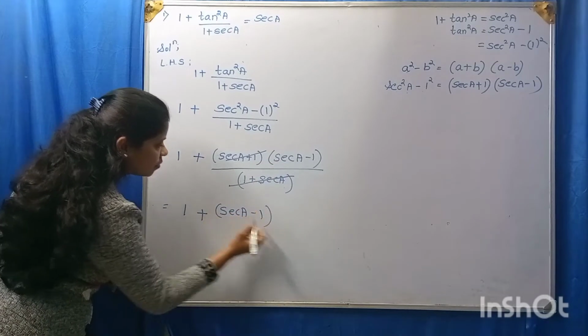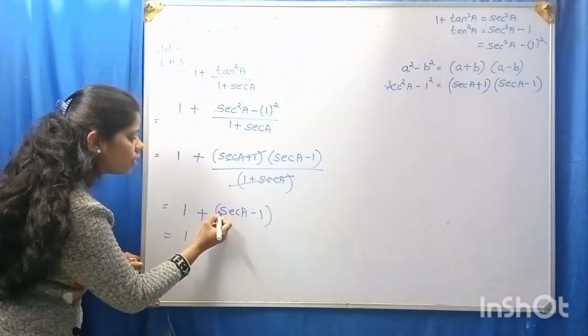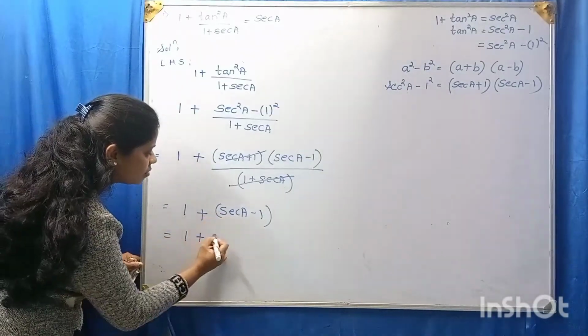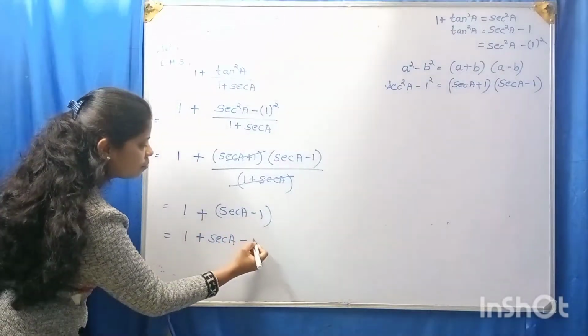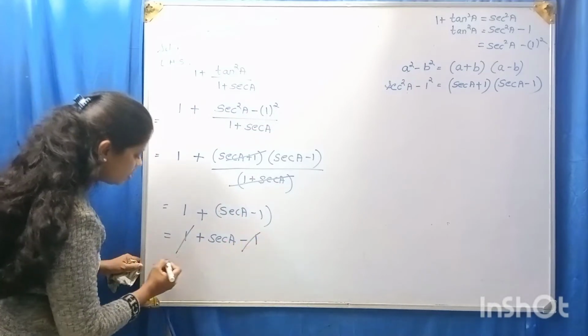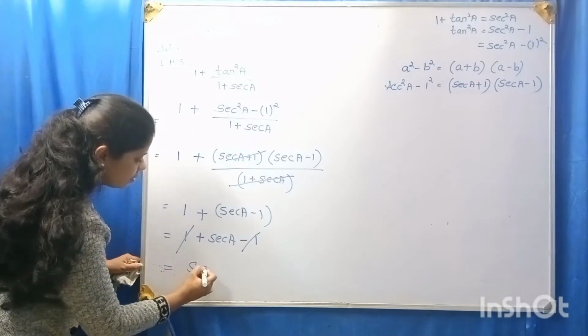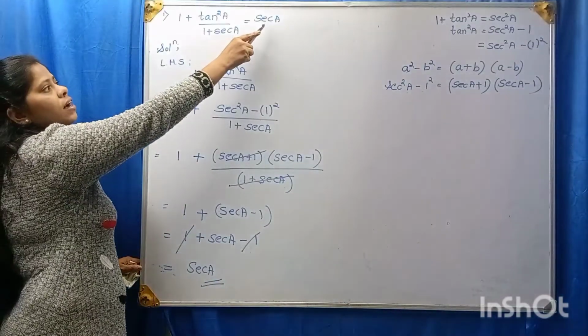minus 1. See here, 1 plus into plus will become plus secant A. Plus into minus, minus 1. Plus 1 minus 1 will get cancelled. What is left? Secant A. That is our RHS.